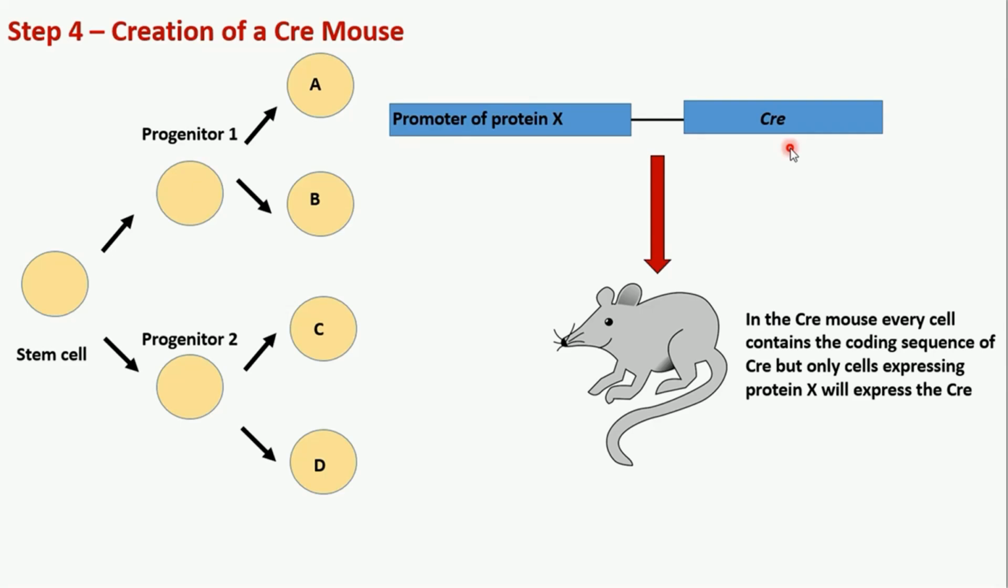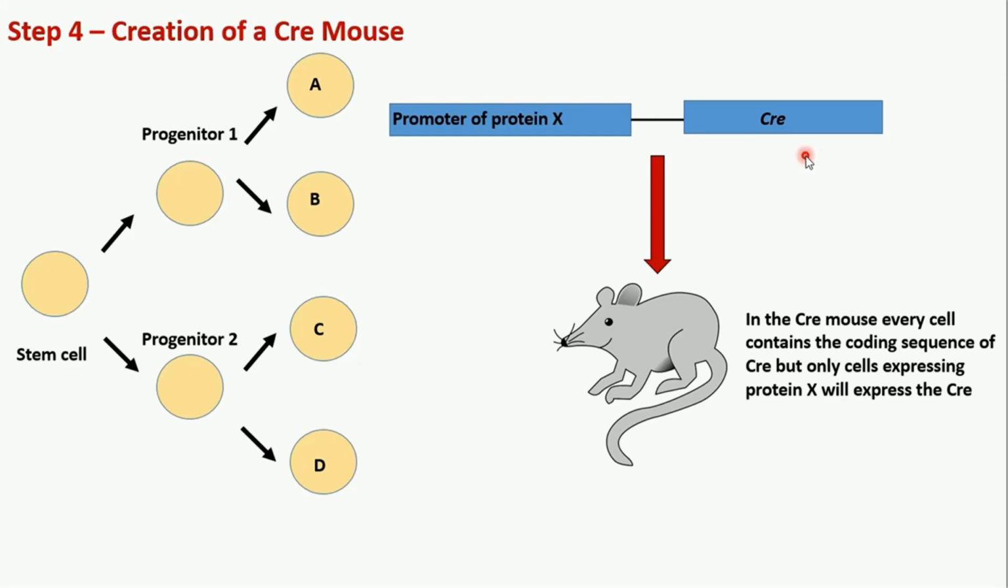If you are interested in endothelial lineage, then you will take a protein which is specifically expressed in endothelial stem cells, and fuse it with Cre. If you are interested in liver stem cell lineage, then you will take the protein which is expressed by liver stem cells.